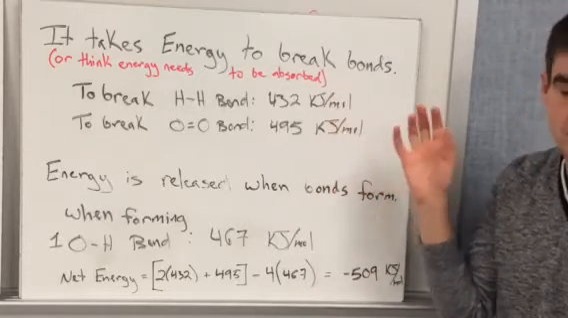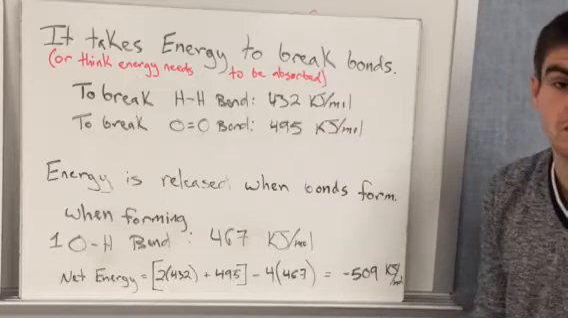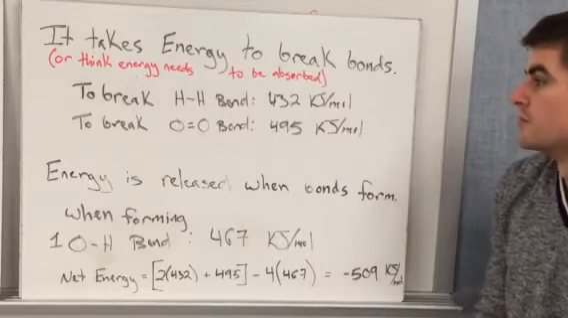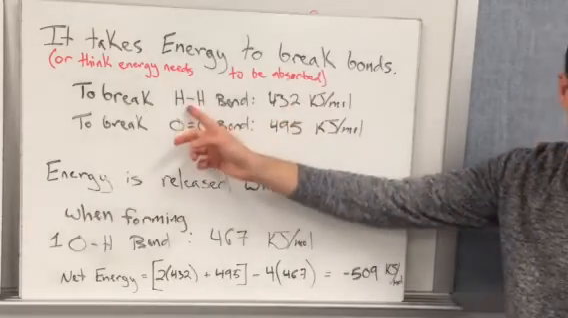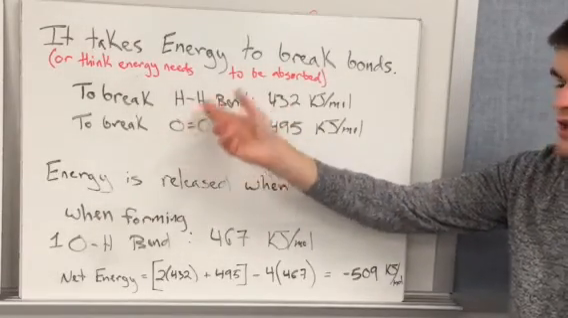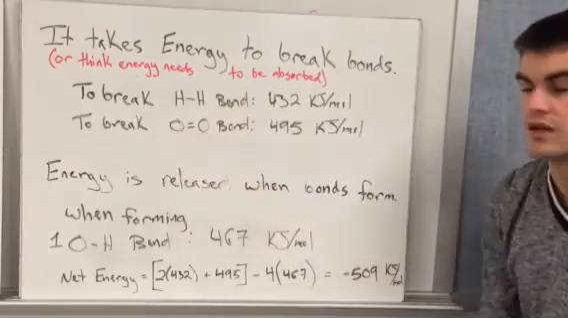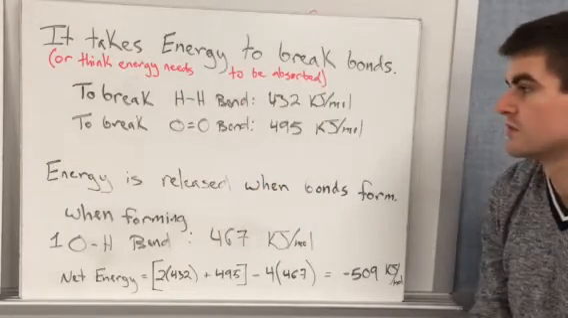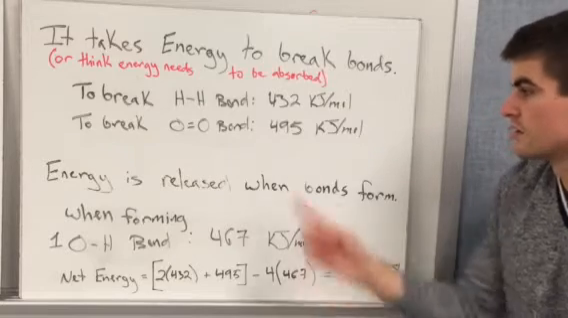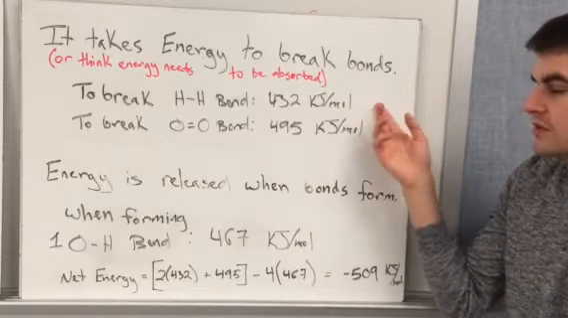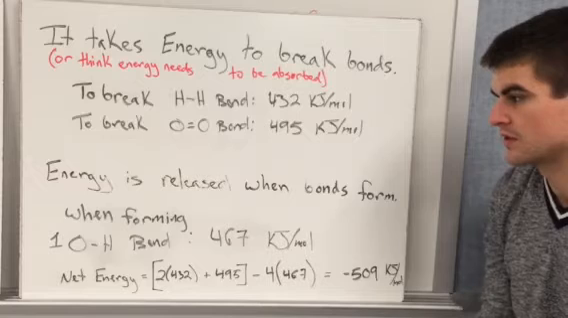So there's a whole bunch of calculations you can do for this. We're not going to worry about that here, but just to give you an idea, some values. To break an H bonded with an H, or to break that double O bond for the O2 molecule, takes 430, 495 kilojoules per mole. We'll talk about that later.